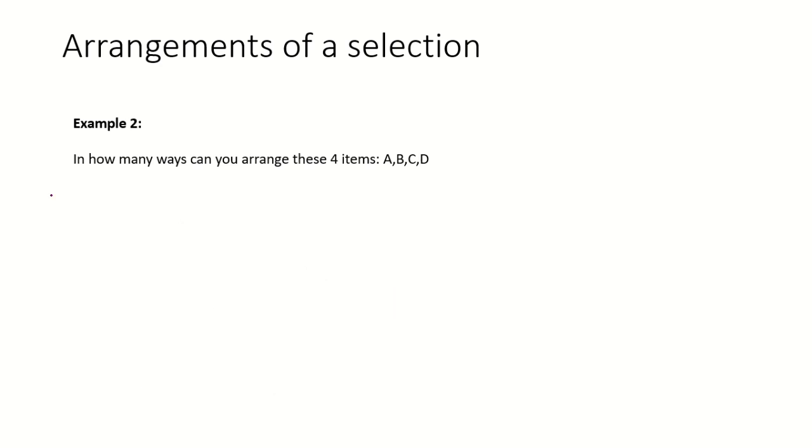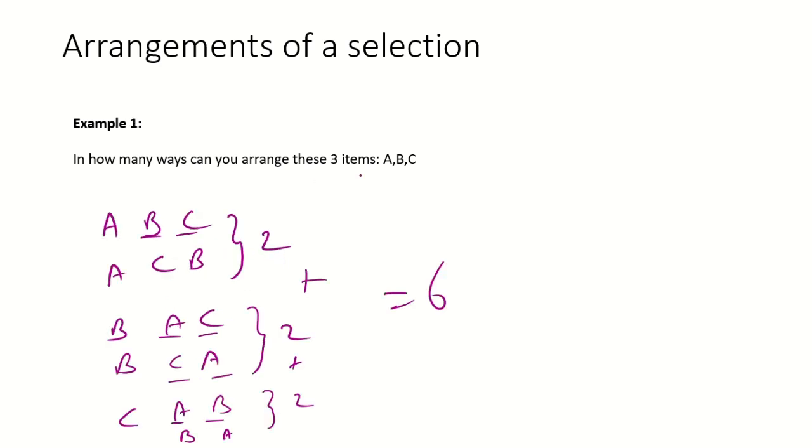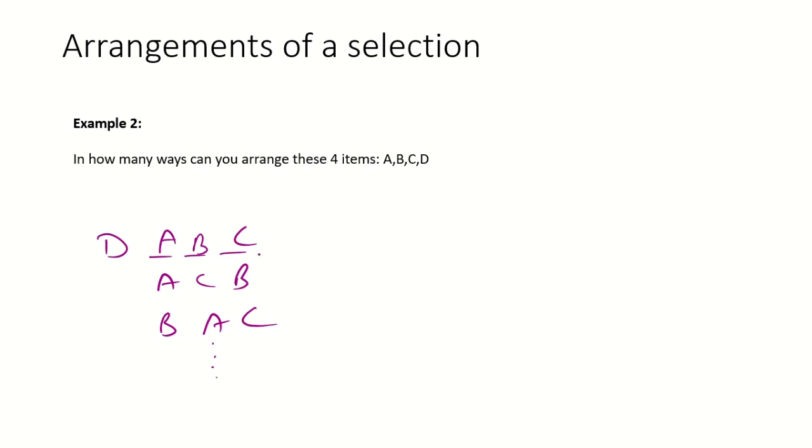Now take another example. In how many ways can you arrange these four items, A, B, C, and D? Say the first item is D, right? Let's say D occupies the first place. Now we need to fill up these three remaining places, right? So this could be occupied by A, B, and C, or A, C, B, or B, A, C, and so on. We saw here that A, B, and C can be arranged in six ways, right? Three items basically can be arranged in six ways. So if D occupies the first place, then we can have six such arrangements, right? When D occupies the first place.